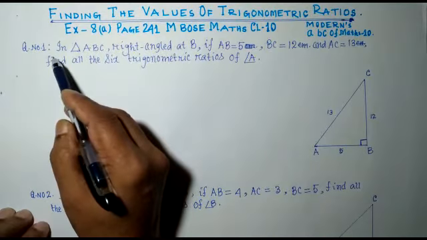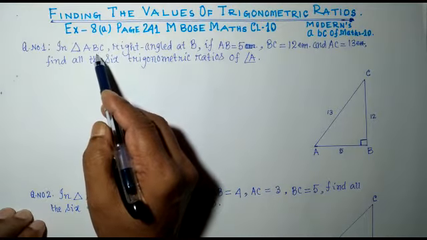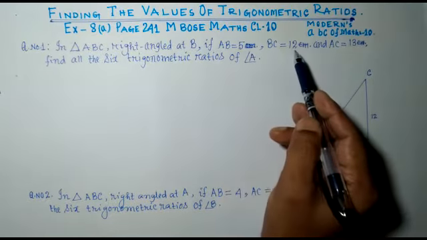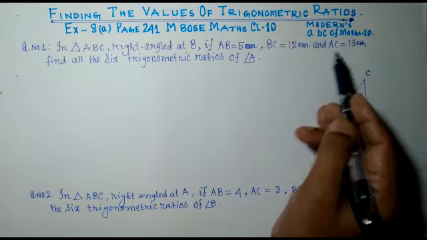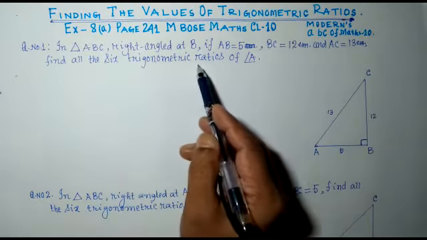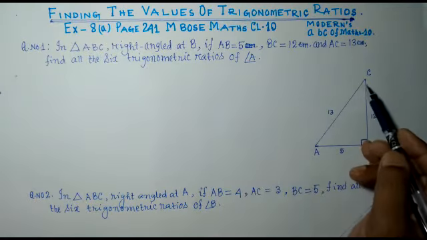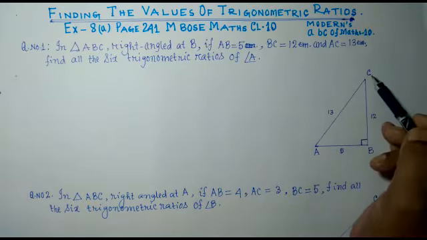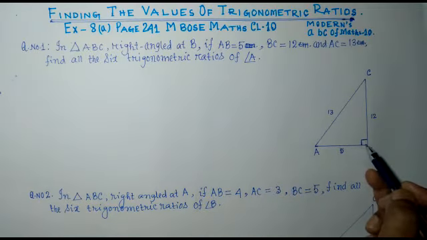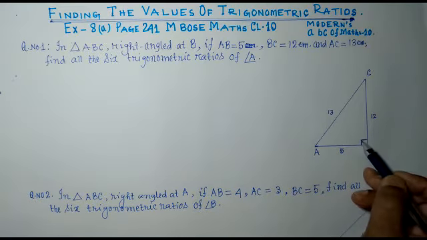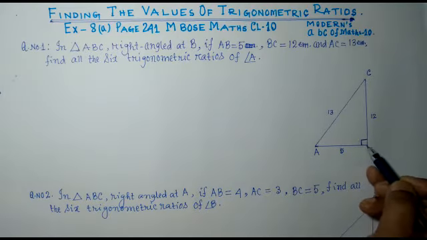Question number 1. In triangle ABC, right angle at B, if AB equal 5, BC equal 12 and AC equal 13, find all the 6 trigonometric ratios of angle A. So, let us draw the right triangle ABC, right angle at B. So this B is the right angle. We have to show it by symbol. Angle B is right angle.